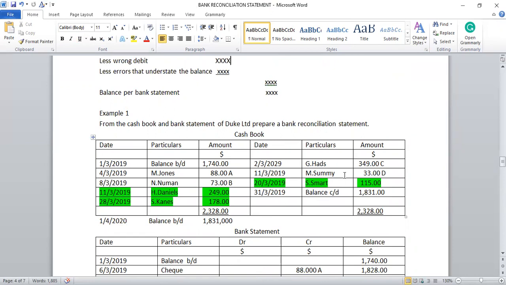The one that is not in any of them, you just note them down. When you finish, you go to the cash book, you take the debit side, all the entries on the debit side, and you compare them with all the entries on the credit side of the bank statement. Every one you take, and the one that is in the cash book and also in the bank statement, you tick it. The one that is not in, you note them down. So let us go through.